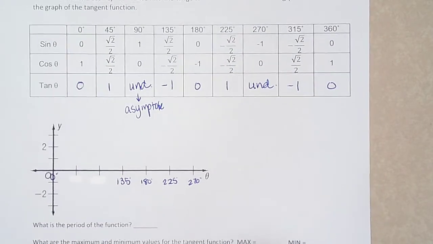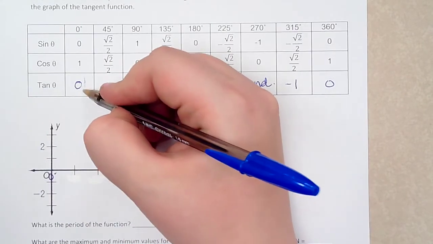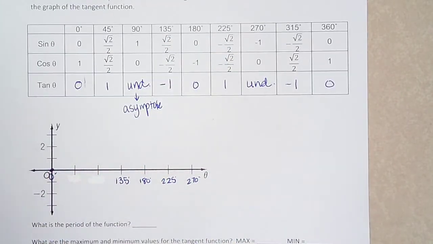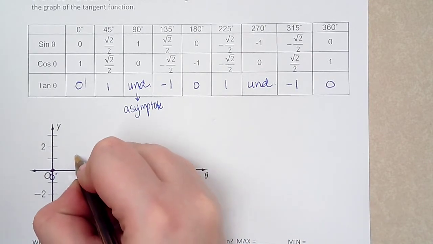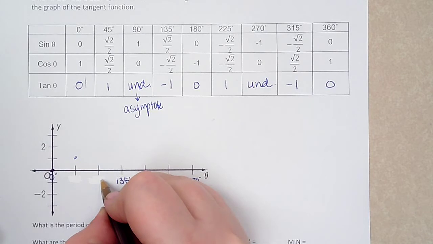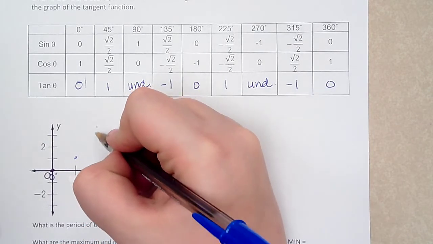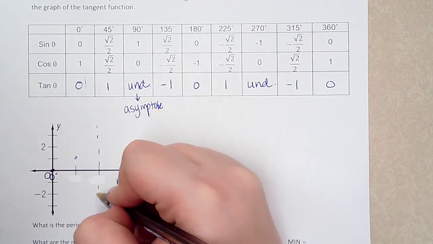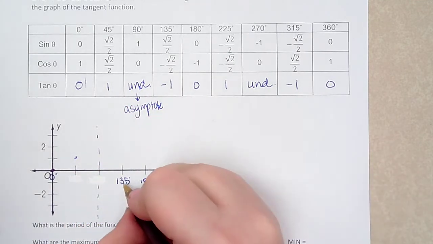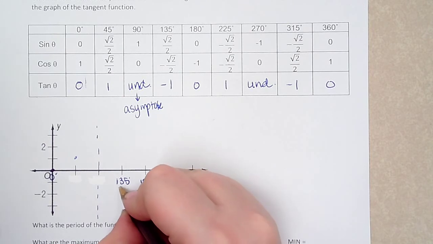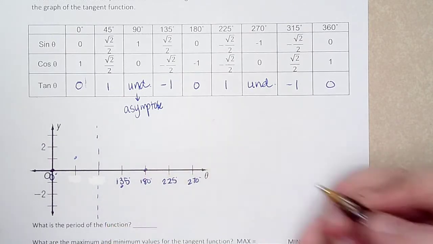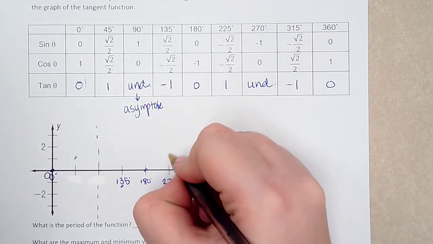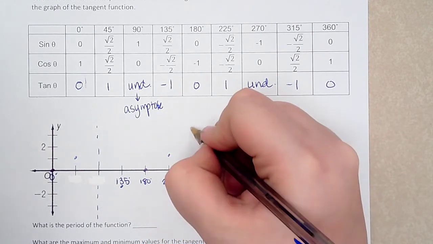But what is happening at 0 degrees? Well, based on our graph, or our table up here, we start at 0. At 45 degrees, we go to 1. At 90 degrees, we are undefined. So I know that there is an asymptote right here. Let's keep going. At 135, I'm at negative 1. At 180, I'm at 0. At 225, I'm at positive 1. And at 270, I'm undefined again.